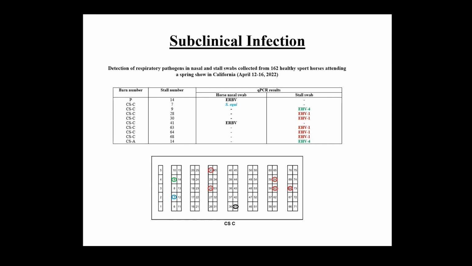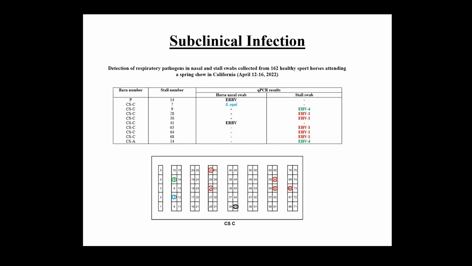So what did we find in that population? 3 horses tested positive for respiratory pathogen. We had 2 horses with equine rhinitis B virus and a horse with Strep equi. And if we look at the different barns, the 2 that tested positive for equine rhinitis B virus were stabled in different barns. So there was no connection between the 2 horses, at least based on the stabling process.